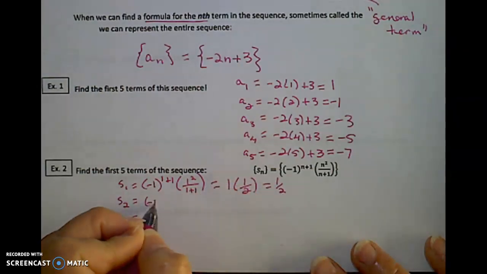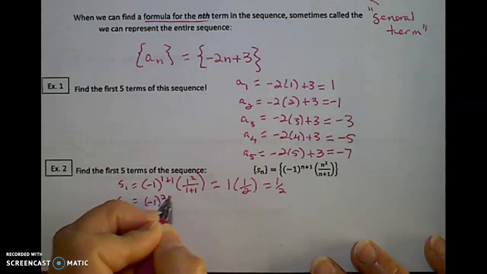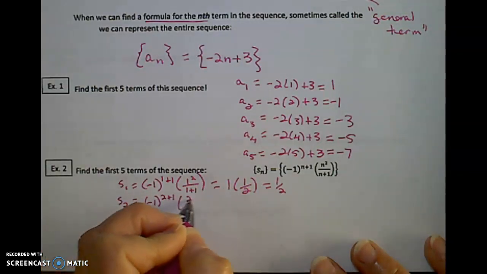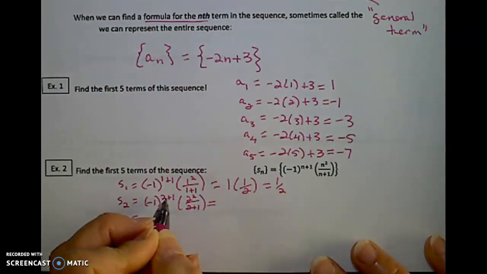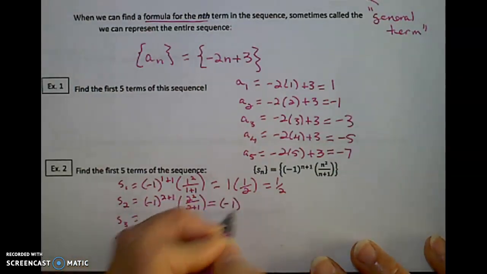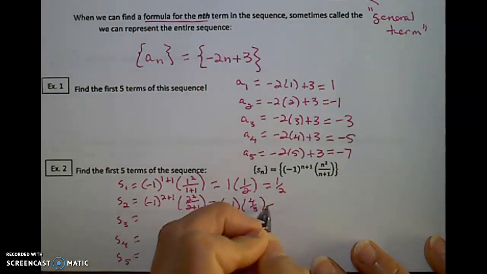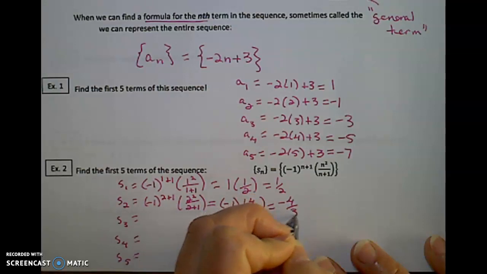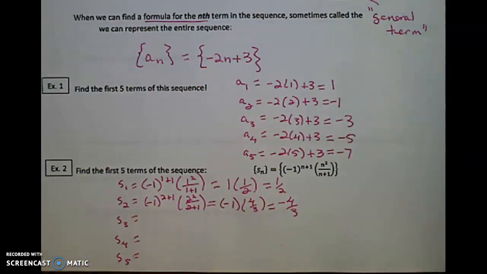Second term, negative 1 raised to the 2 plus 1, times 2 squared over 2 plus 1. Negative 1 to the third is negative, so that's negative 1 times, what is that, 4 over 3? And I get negative 4/3. I'm going to pause, and you can pause, and just find the next 3 terms of that sequence.